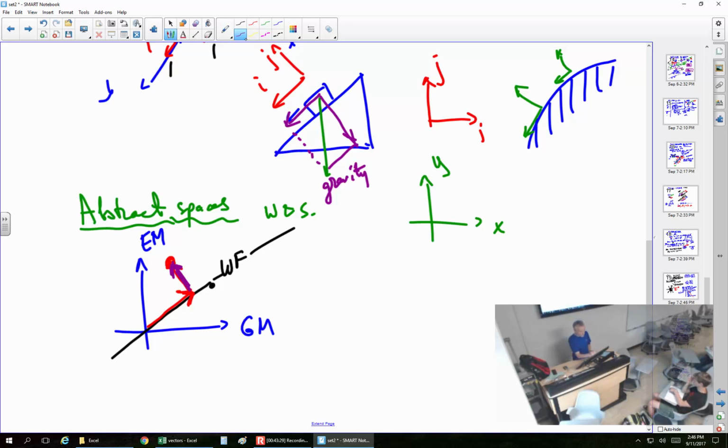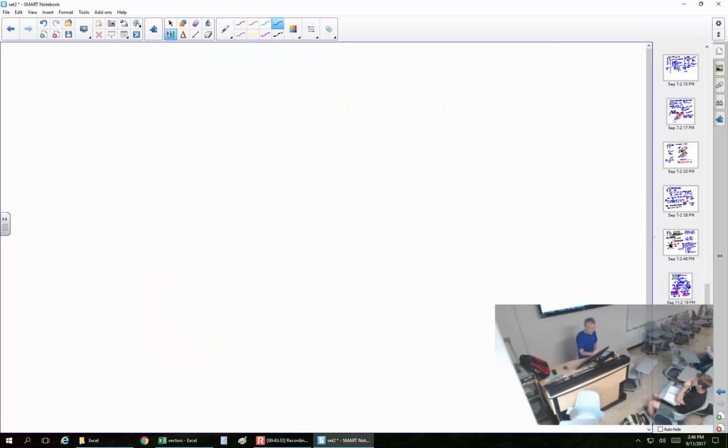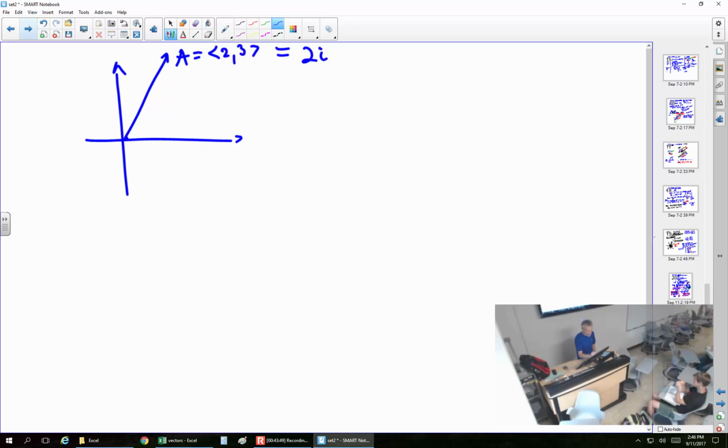So, as a simple example as it gets, this is still what we started with, and I might have once again, maybe 2, 3, my vector A, 2, 3. But we know that it is 2i plus 3j. This is my i and this is my j, unit vectors along the two axes.